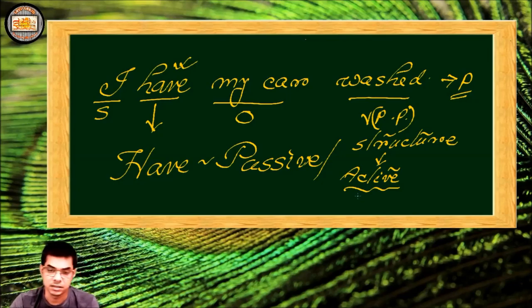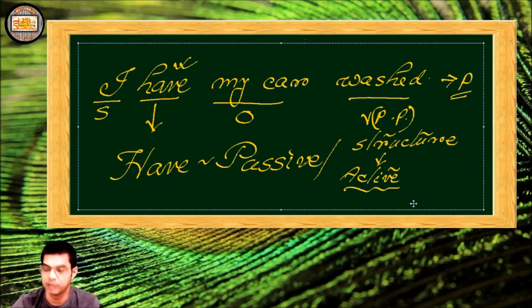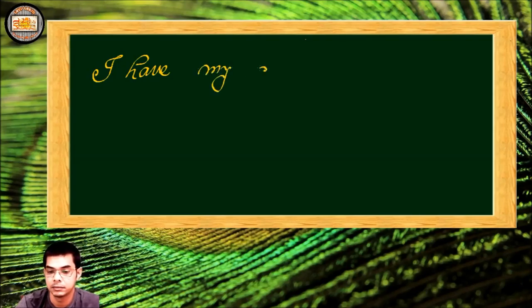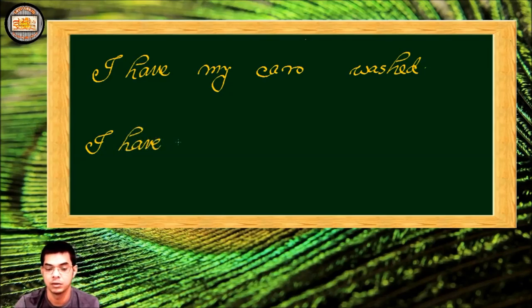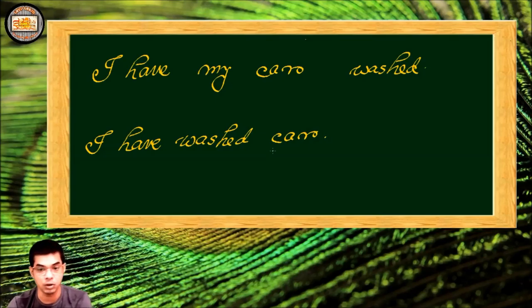But the basic difference that we have to find out. When I say I have my car washed, we have produced this sentence. Let me write it once again. I have my car washed. And we have said that this is passive. It is have passive. So here we may use a similar sentence with the construction, I have washed my car. Now we have to compare these two sentences to get a clear idea of what is have passive.